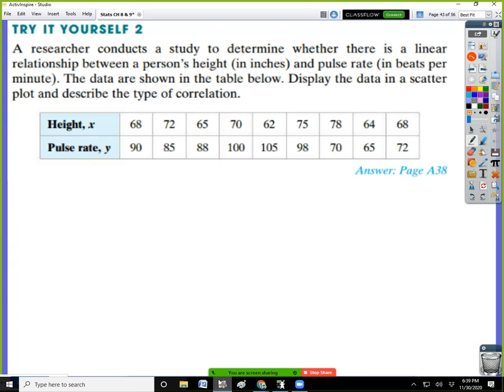How I have a bug in my office, I have no idea. It's cold outside, but whatever. Just smacked him. All right.